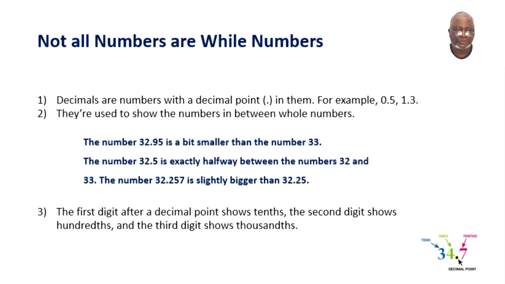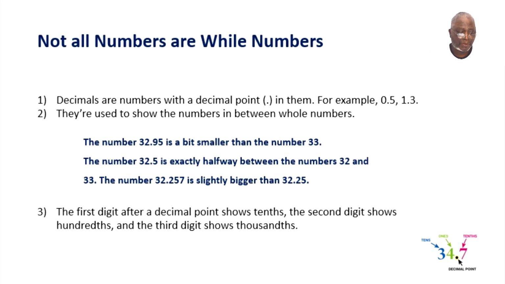Not all numbers are whole numbers, that we know. Decimals are numbers with a decimal point. For example, 0.5, 1.3, and so on. They are used to show the numbers in between whole numbers.